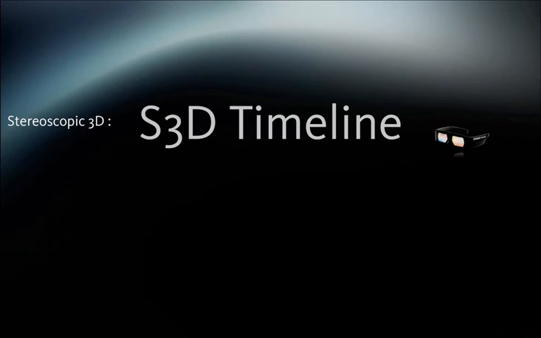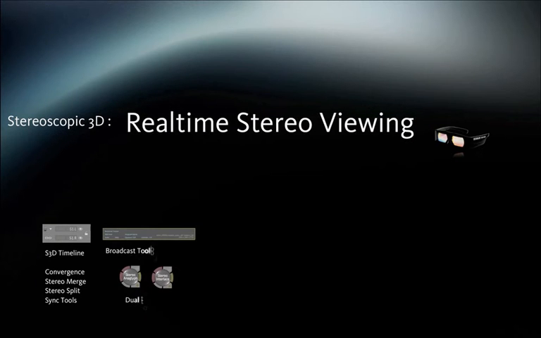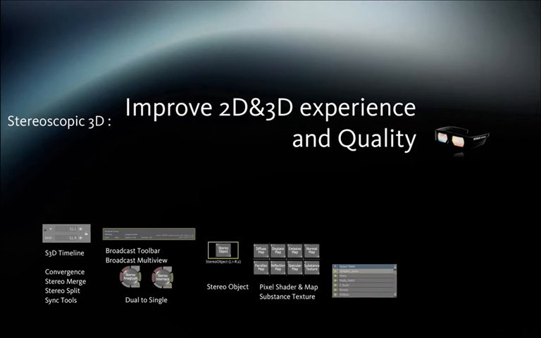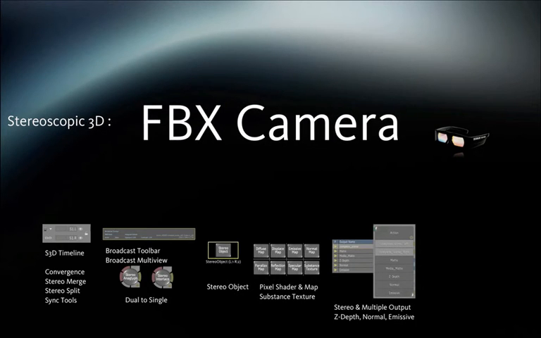New to 2011 was the introduction of stereoscopic tools, and there are several components to our stereo toolset: the Stereo 3D timeline, the real-time stereo viewing and effects, our stereo objects, and of course our maps, the ability to output stereo, and the FBX camera.